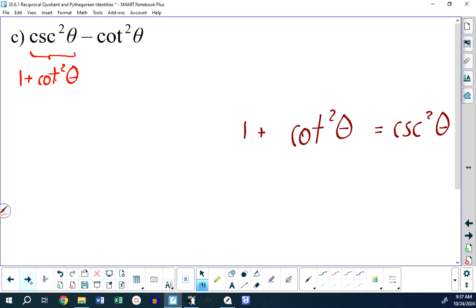This is the quick way to get there. So if I put in 1 plus cotan squared of theta, and then I subtract this cotan squared of theta, this is equal to 1. Any questions with that one?